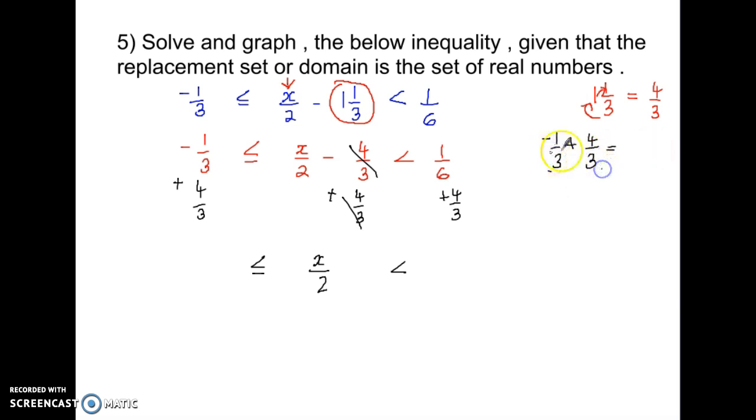Since the denominators are the same, we can just combine the numerators. Negative 1 plus 4 is 3, divided by 3, the answer is 1. So the left side of this inequality becomes 1. On the right side, 1 over 6 plus 4 over 3.